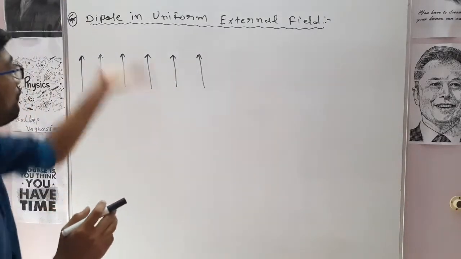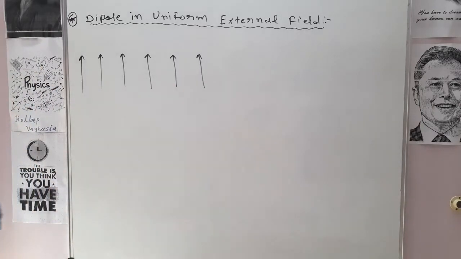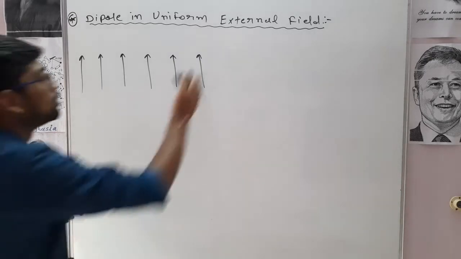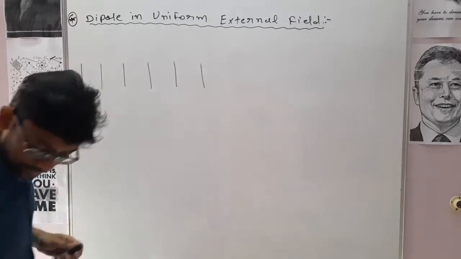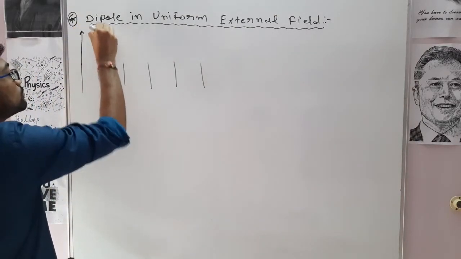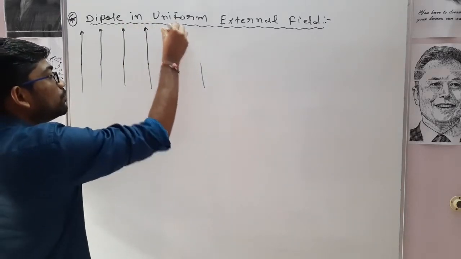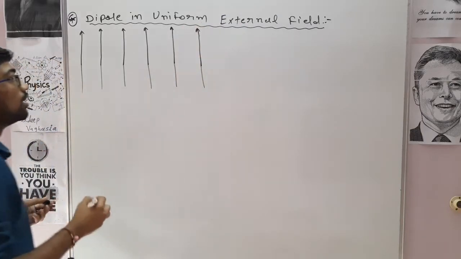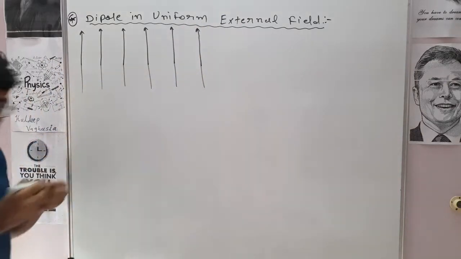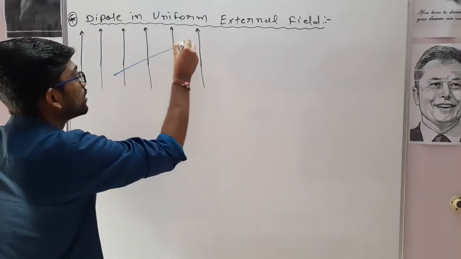So electric field in upward direction like this, and I put a dipole in this electric field. Okay, the electric field is in the upward direction, and we put the dipole in this electric field. So this is the dipole at some angle.